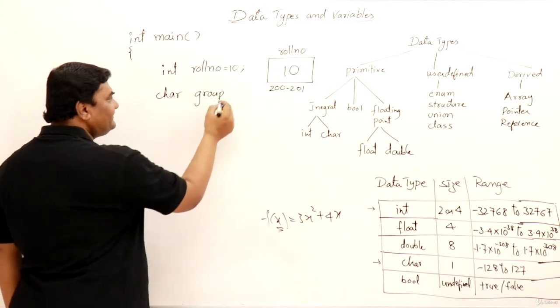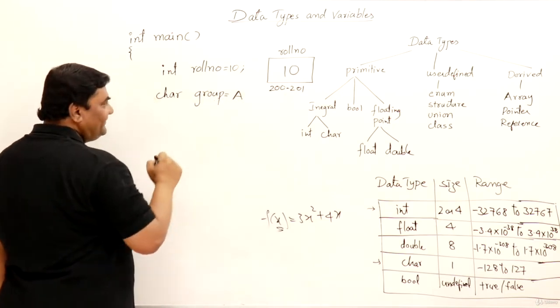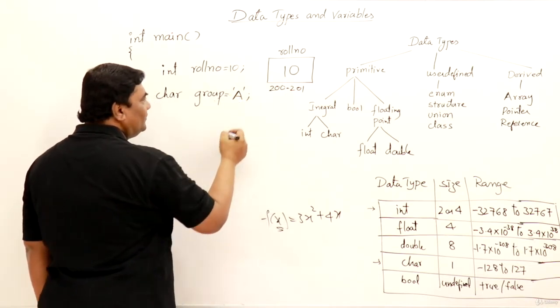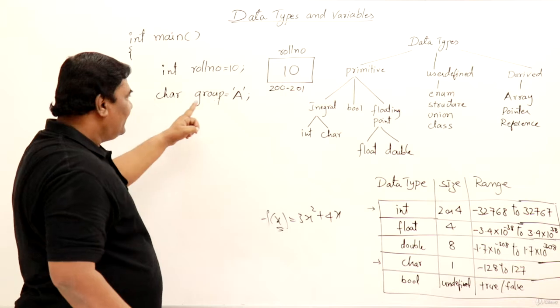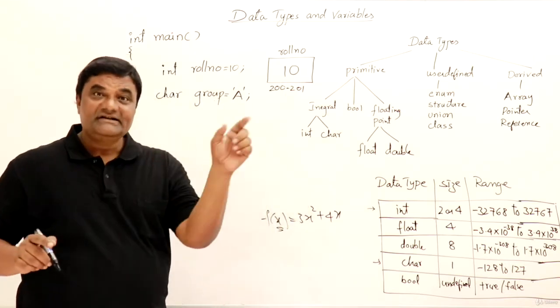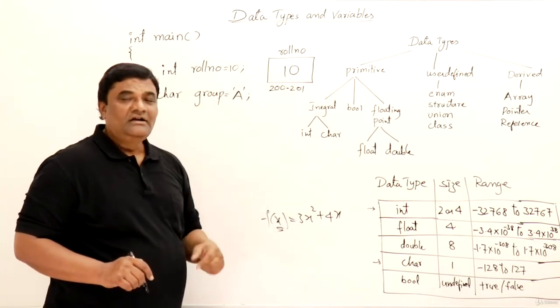And I want to initialize it. Okay, you can initialize A. Now one thing we learn here. You cannot write it simply like this. You have to give it in quotes. So every character type variable should be enclosed in single quotes. So this is the declaration and initialization.